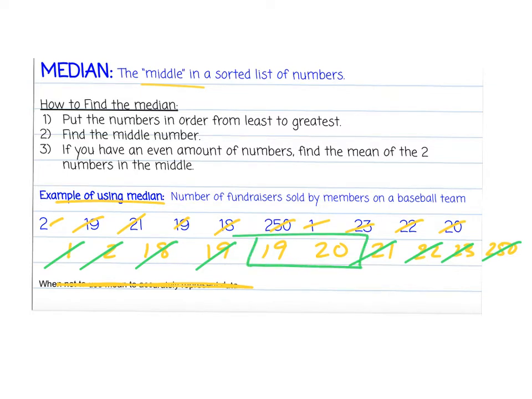So what I could do is add those together and I get 39. Well, 2 of them, divide by 2. And I know that 40 divided by 2 is 20. So this must be 19 and a half is my median. So I could say that that's measuring the central amount, so that the median number of fundraisers sold is about 19 and a half. So those are your steps.